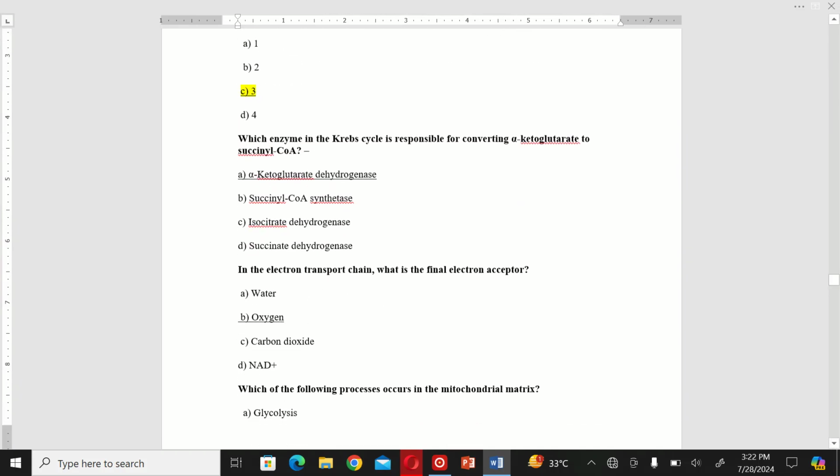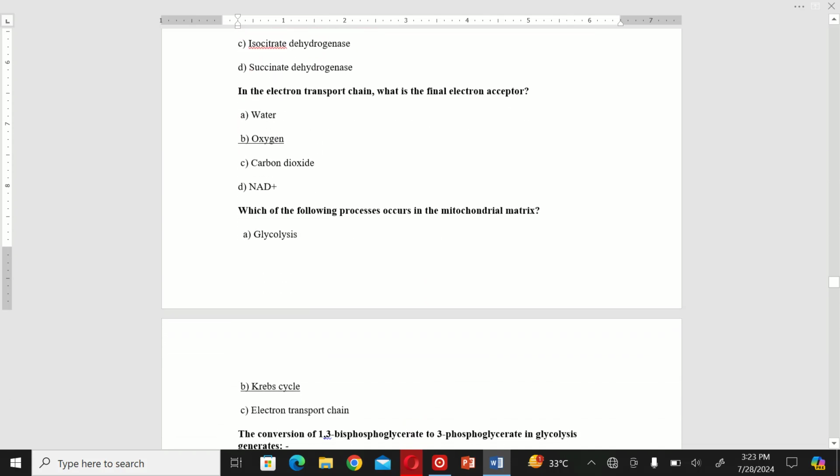The next MCQ: which enzyme in the Krebs cycle is responsible for converting alpha ketoglutarate to succinyl coenzyme A? A. Alpha ketoglutarate dehydrogenase, B. Succinyl coenzyme A synthetase, C. Isocitrate dehydrogenase, and D. Succinate dehydrogenase. So the correct option is A.